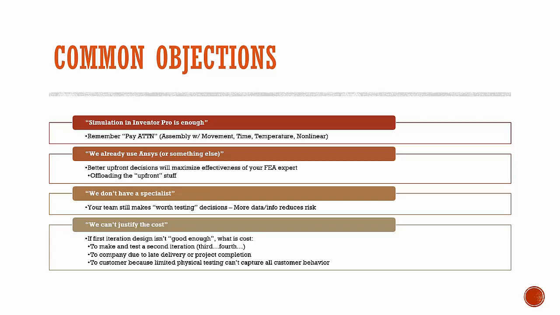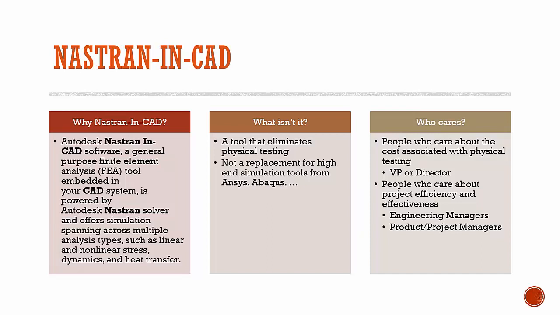So again, Nastran allows you those capabilities where you can extend to capabilities such as fatigue analysis, buckling analysis, shock, vibration, heat, everything. So again, at this point you can see, and this is just a summary of what we really do. So all this Nastran-in-CAD software is a general purpose finite element analysis tool embedded in your CAD system, which I just pointed out. It's using the Nastran solver. The Nastran solver will be common across all the Autodesk platforms in the manufacturing space.